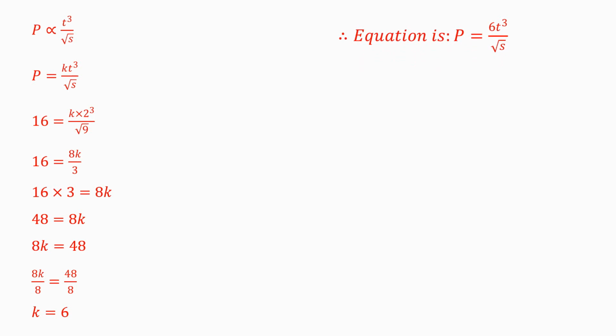Then we've been told that when t is equal to 3 and s is equal to 36, we are supposed to find the value of p. So we substitute the figures that we've been given. p is equal to 6t cubed over the root of s, and we've been told that t is 3 and s is 36. So we have 6 times 3 cubed over the root of 36, and you evaluate this using your calculator, you find that the value of p is equal to 9.